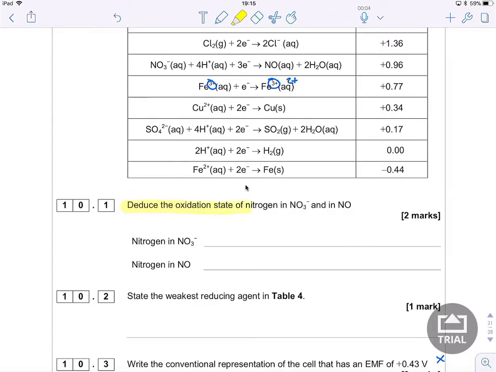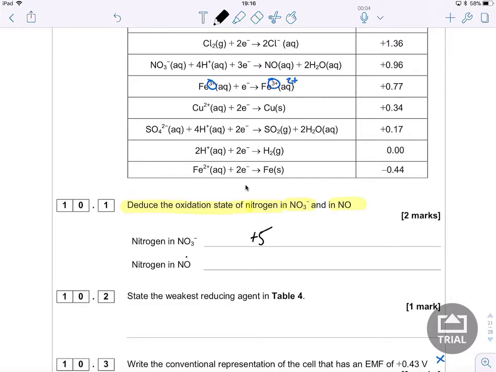Deduce the oxidation state of nitrogen in NO3- and NO. To do that, you just need to follow the oxidation state rules. Oxygen is going to be -2. I've got 3 of them, so that gives me -6 in total. I've got a total charge on my NO3 ion of -1. That means my nitrogen is going to provide 5 positives, leaving me 1 negative once I add it to those 6 negatives from the oxygen. So nitrogen is going to be +5 in NO3-.